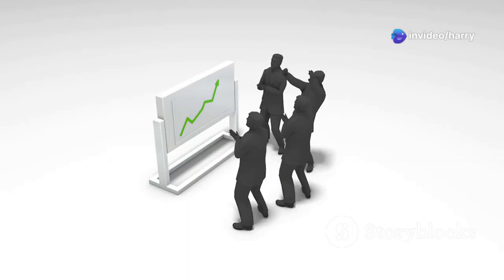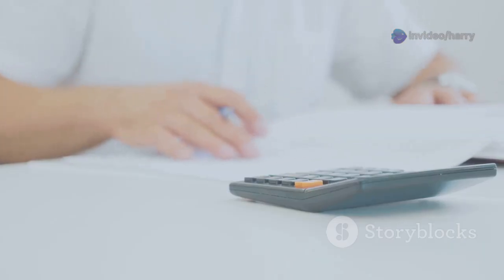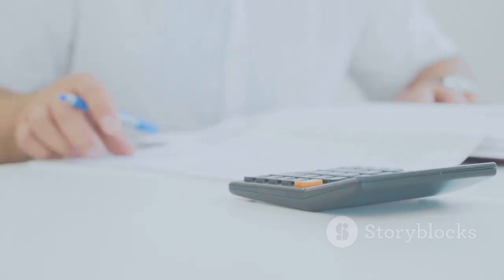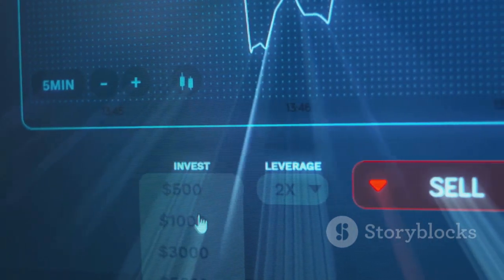A high ROA is a good sign. It means the company is using its assets effectively to turn a profit. A low ROA, on the other hand, could be a red flag. It might mean the company is struggling to generate profits from its assets.